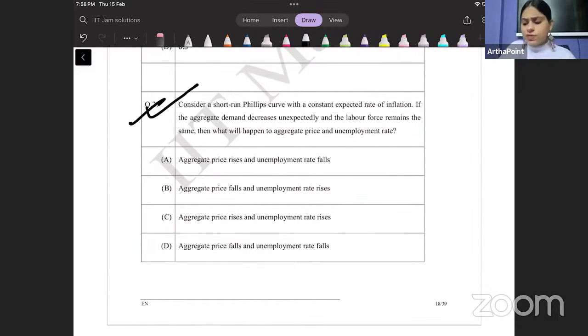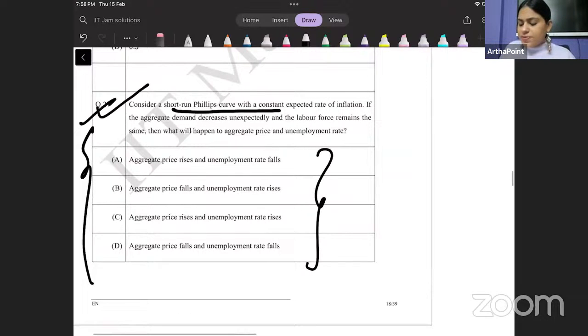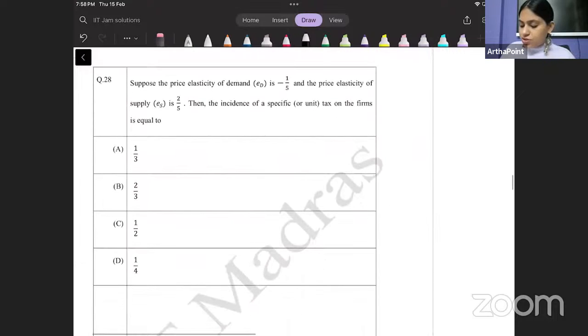Okay, this is a question on the Phillips curve, a theoretical question, so absolutely doable. Short run Phillips curve with constant expected rate of inflation. Aggregate demand increases unexpectedly and labor force remains the same. Absolutely doable question. There is nothing like that. Price elasticity of demand is given and price elasticity of supply is given.